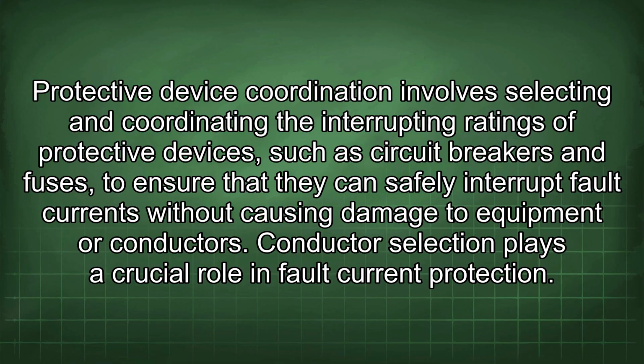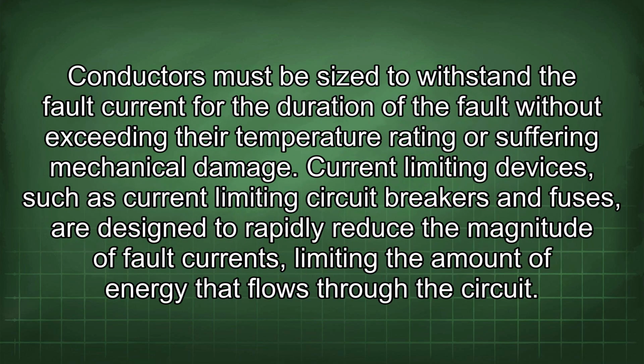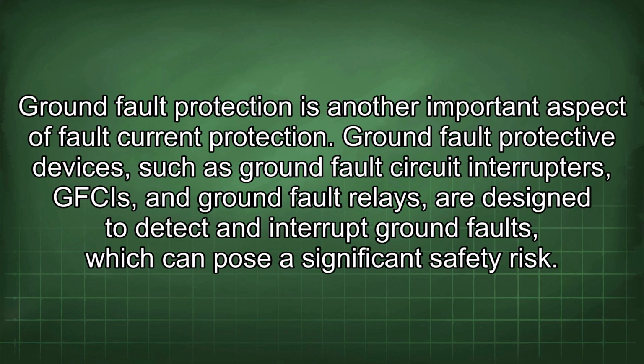Conductor selection plays a crucial role in fault current protection. Conductors must be sized to withstand the fault current for the duration of the fault without exceeding their temperature rating or suffering mechanical damage. Current limiting devices, such as current limiting circuit breakers and fuses, are designed to rapidly reduce the magnitude of fault currents, limiting the amount of energy that flows through the circuit. Ground fault protection is another important aspect of fault current protection. Ground fault protective devices, such as ground fault circuit interrupters, GFCIs, and ground fault relays, are designed to detect and interrupt ground faults, which can pose a significant safety risk.